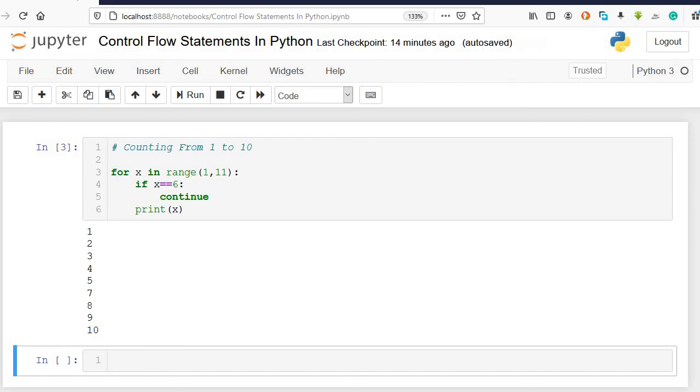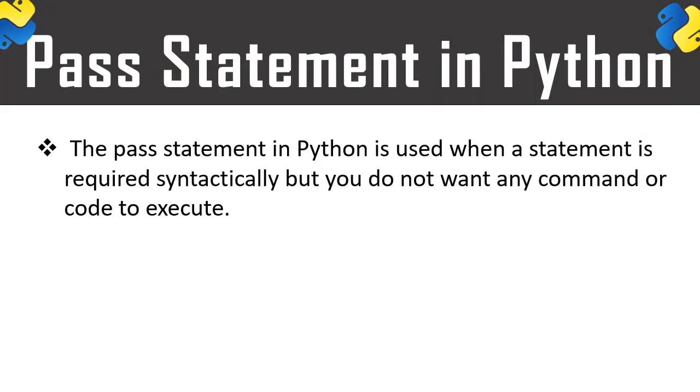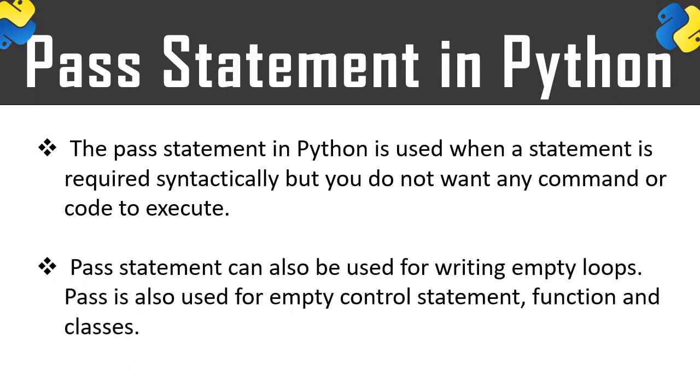Now let's move to the pass statements. Let's see what are pass statements in Python. So the pass statement in Python is used when a statement is required syntactically but you do not want any command or code to execute. That means if a situation comes where you do not want to write code in a function or a class, or we can say a loop, but to make the syntax correct, we will use the pass statement. Pass statement can also be used for writing empty loops. Pass is also used for empty control statements, functions, and classes.